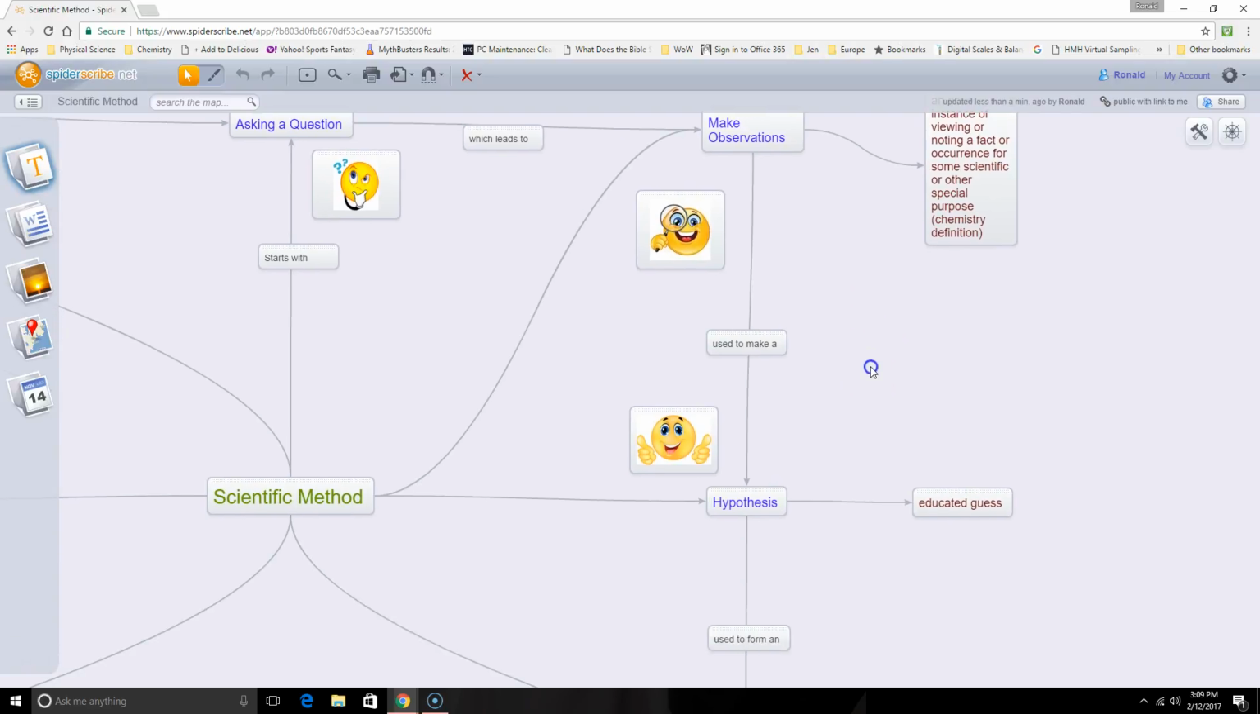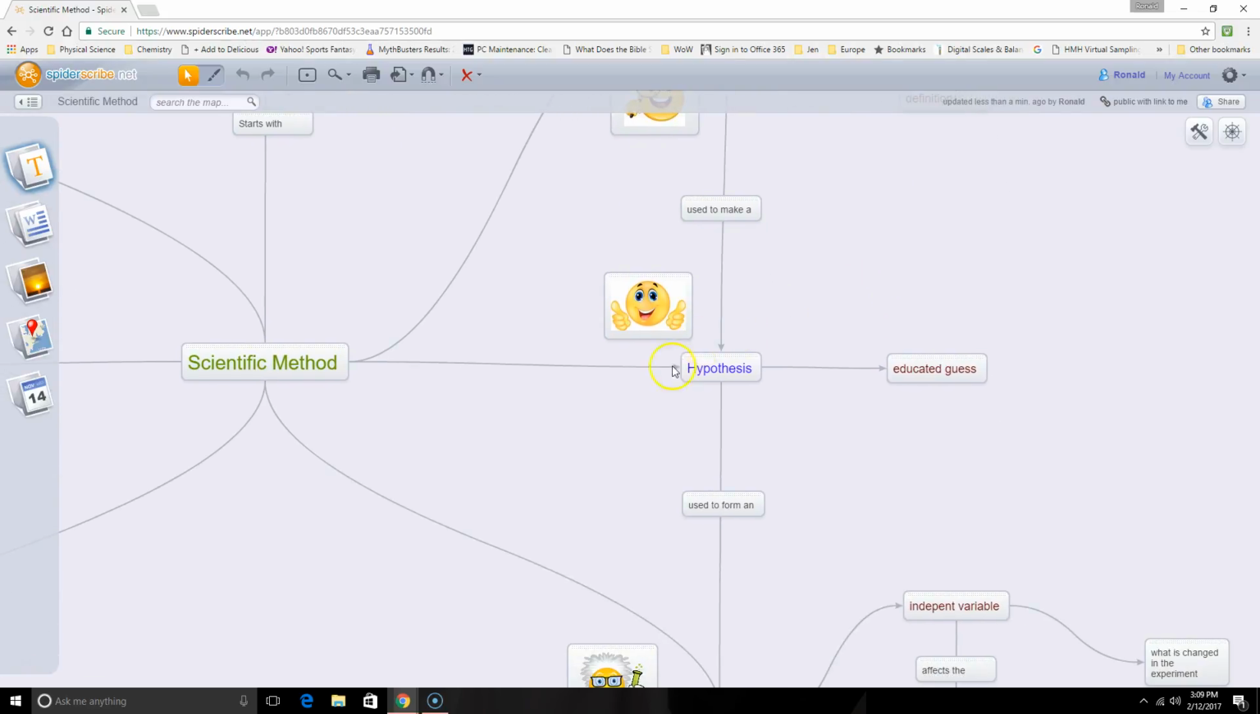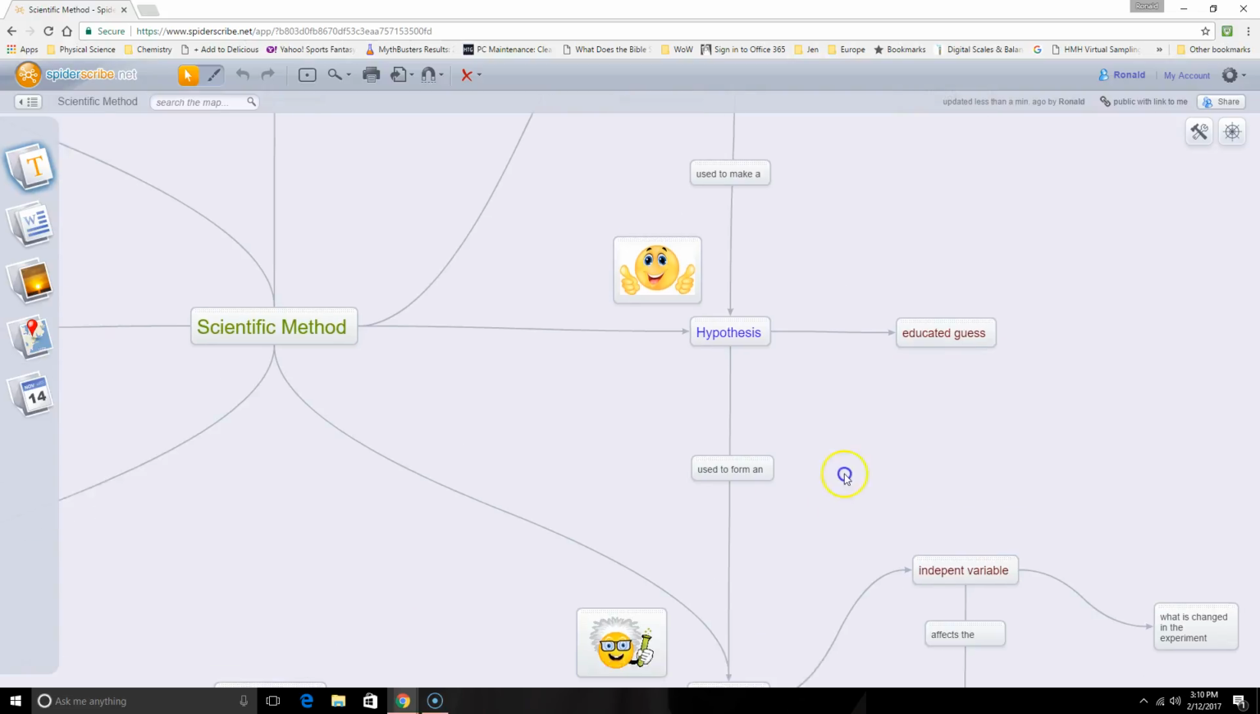We use these observations to make a hypothesis. A hypothesis is basically your best guess as to why what you are observing is happening. You take all that observational data that you collected and you say, I think this is what's happening. Now, hypotheses are usually phrased in an if-then statement. If this happens, then this will happen. But it is basically an educated guess.